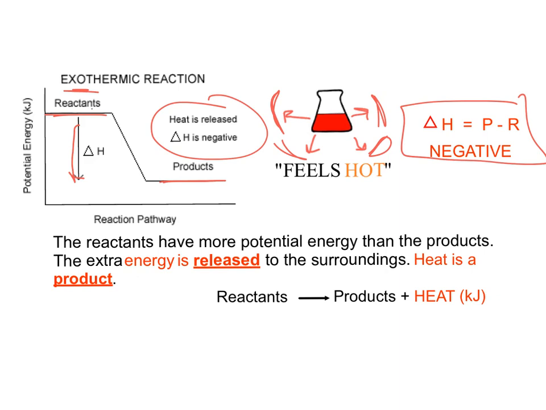The reactants have more potential energy than the products, so that extra energy is released into the surroundings. So if you look at a chemical reaction, if you see heat listed on the product side, that tells you that this is an exothermic reaction. That heat is being released out with the products.